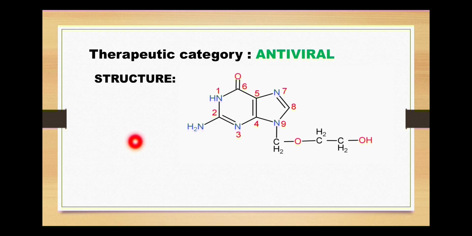Here you can find in the structure the presence of a bicyclic ring system which is called purine. This contains the attachment of this six-membered pyrimidine ring with the five-membered imidazole ring system. For your simplicity, I made this numbering here. This nitrogen is number 1, this is 2, 3, 4, 5 and 6.